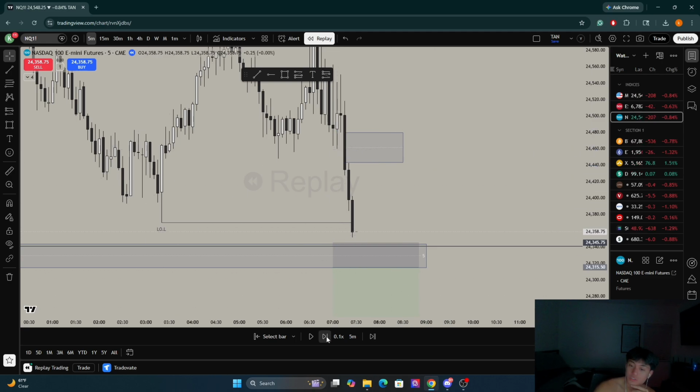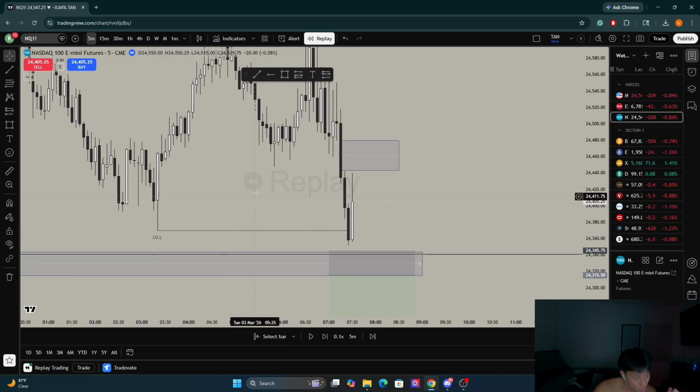I have setups in both directions. Price is now holding above our liquidity sweep, which is telling me that banks brought the price down, swept out to this level, and are satisfied as long as we hold above that London low.